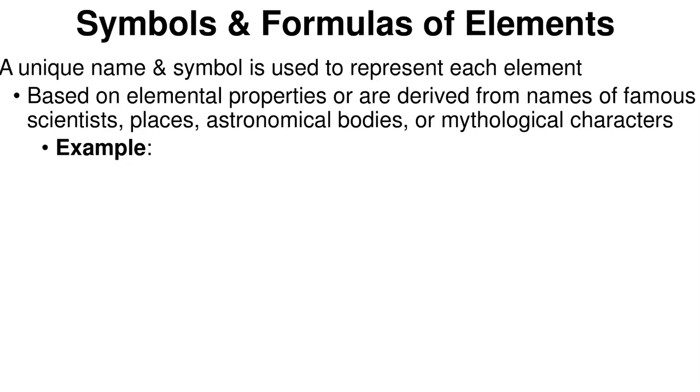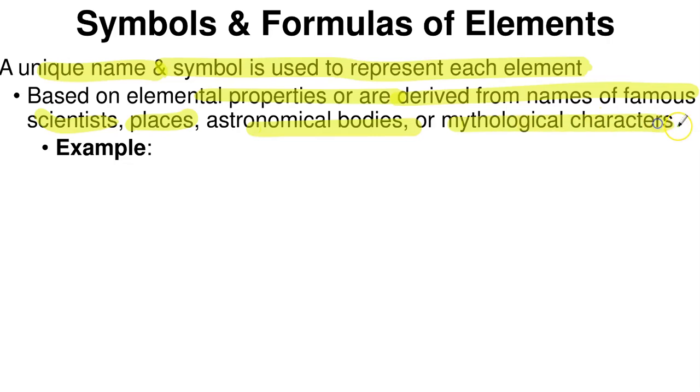Every element has a unique name, of course, and a unique symbol that represents that element. Most of those come either from the elemental properties or are derived from names of former scientists, places, astronomical bodies, or mythological characters. So there are usually different ways you can name an element, either from the property or where it was discovered. There is always a method towards this type of nomenclature.